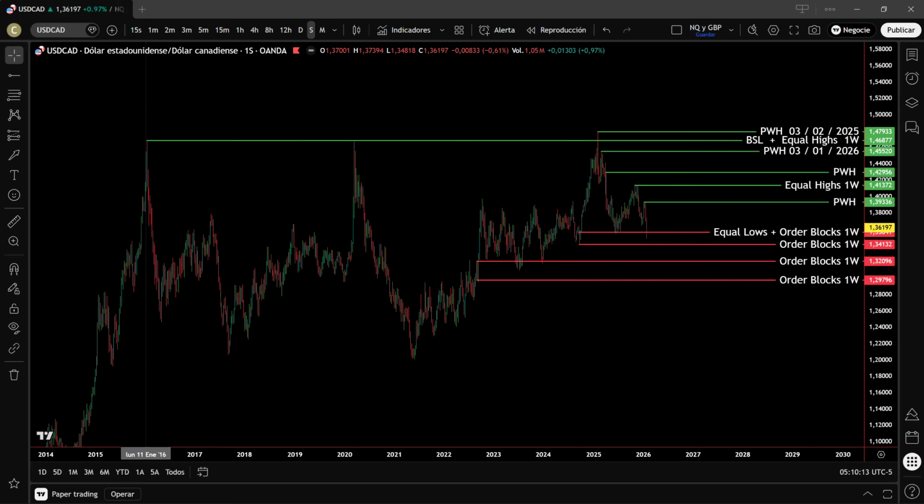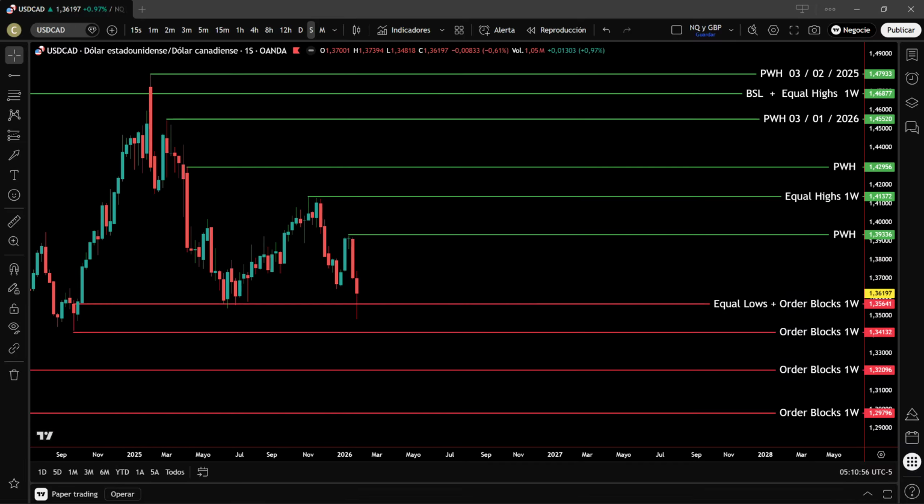Establishing this roadmap is the first step toward professional and disciplined trading throughout the entire week. Zooming in on the US dollar to Canadian dollar, the narrative becomes much clearer for our weekly trading plan. Price is currently gravitating toward the equal highs located at 1.413, with a focus on the PWH, or previous week's high, at 1.393. These levels act as short-term liquidity magnets.